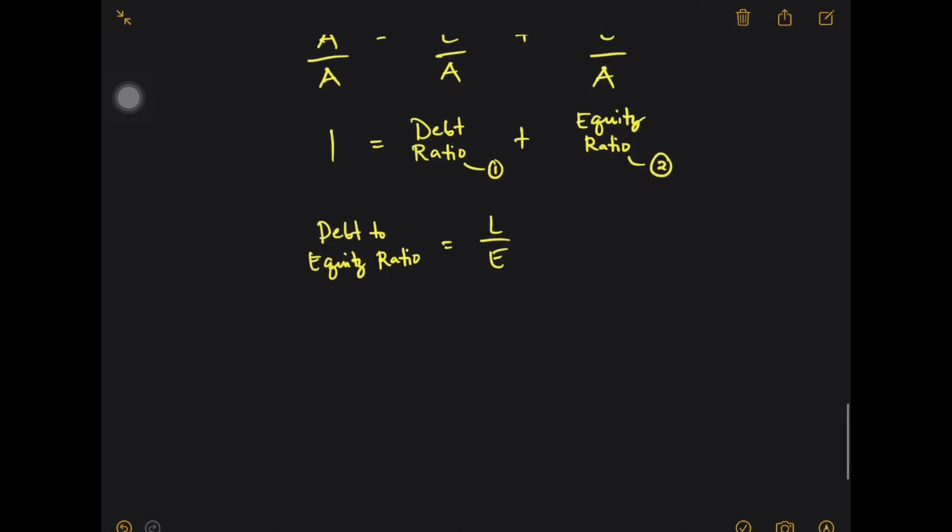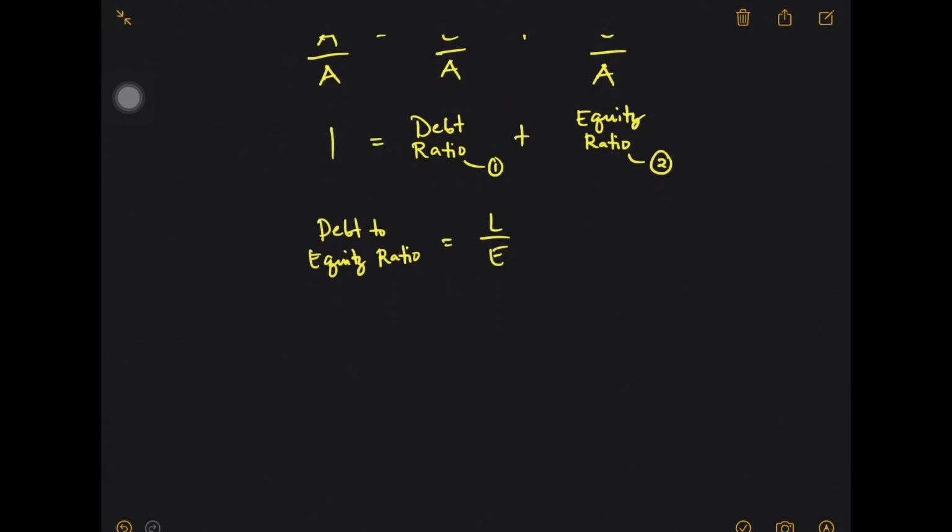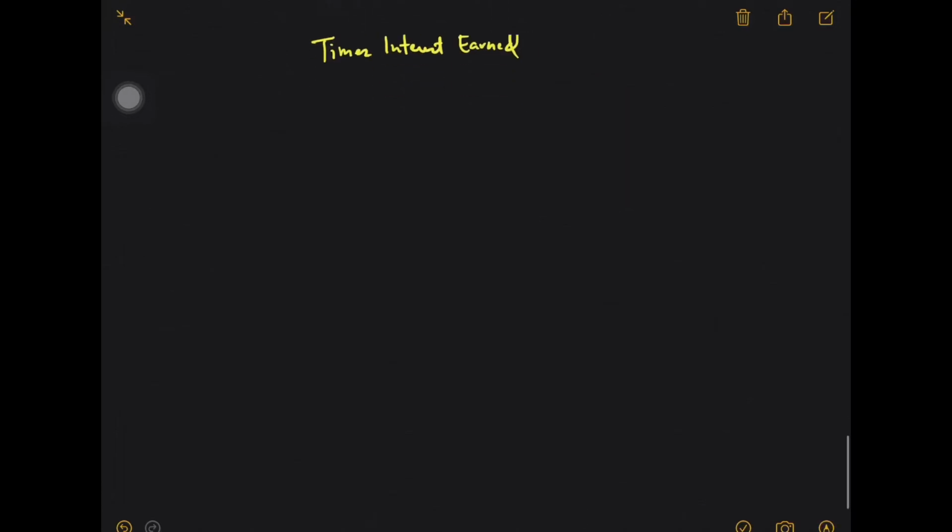And then we have another, it's called times interest earned. This is part of the solvency ratio, but for the formula, I will give it later. Now, let's jump to another classification under financial ratio, and this one is called profitability ratios.